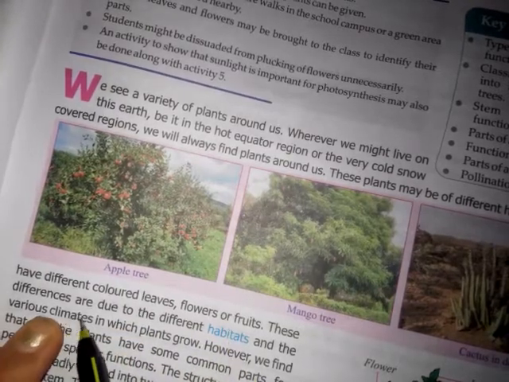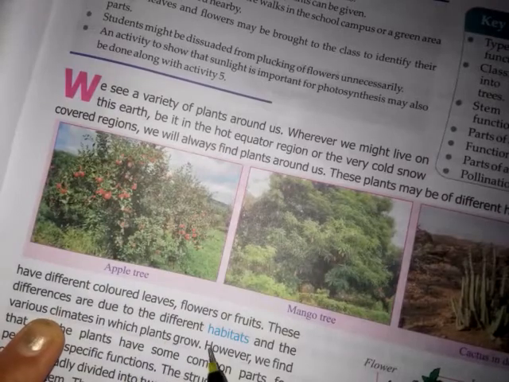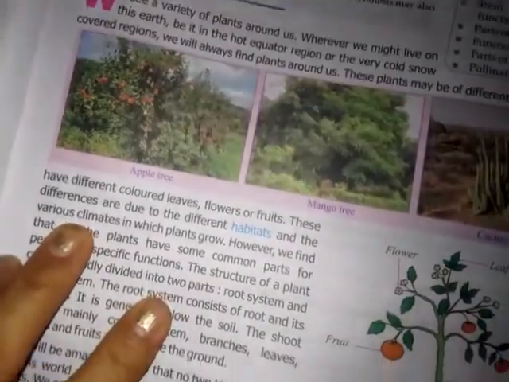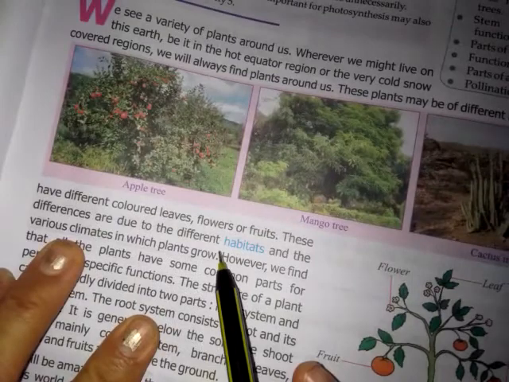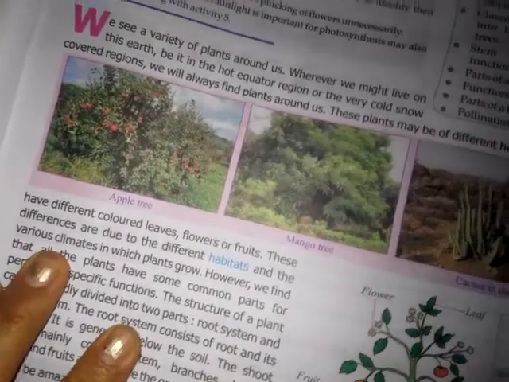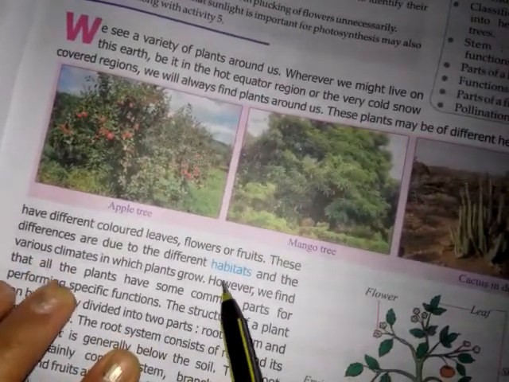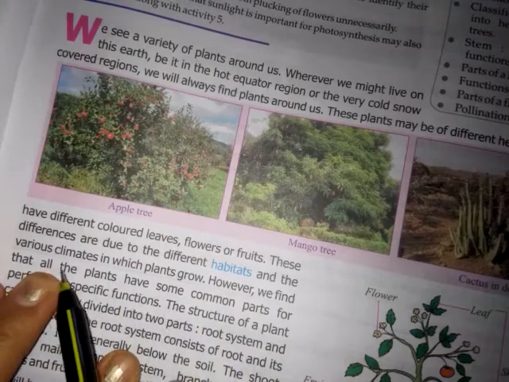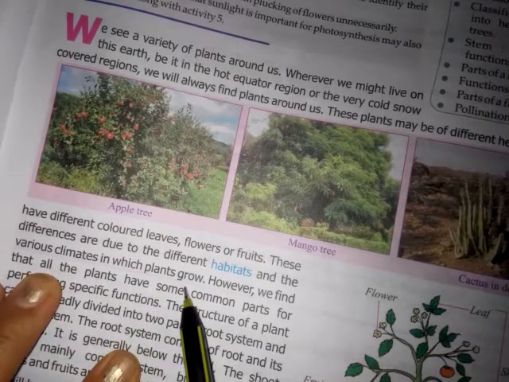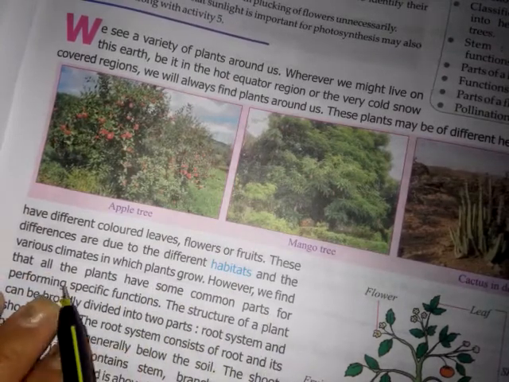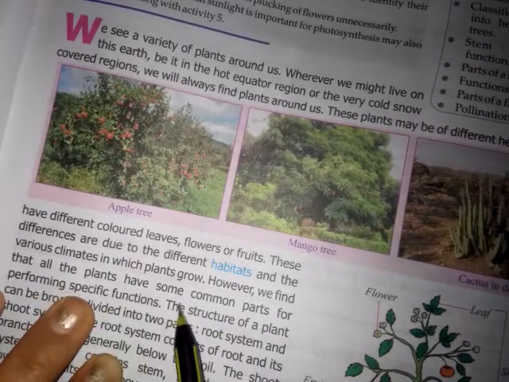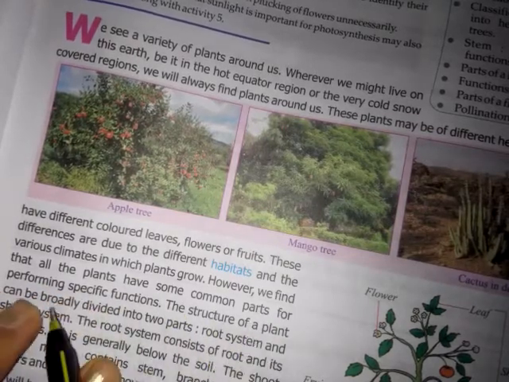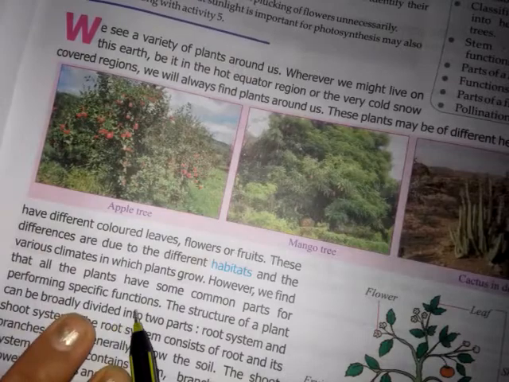These differences are due to the different habitats, meaning children, where they grow, where they live, and the various climates in which plants grow. However, we find that all plants have some common parts performing specific functions.